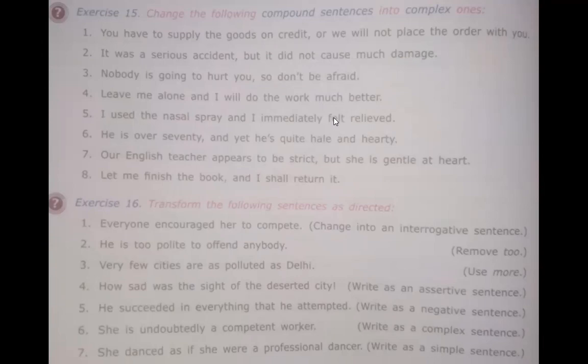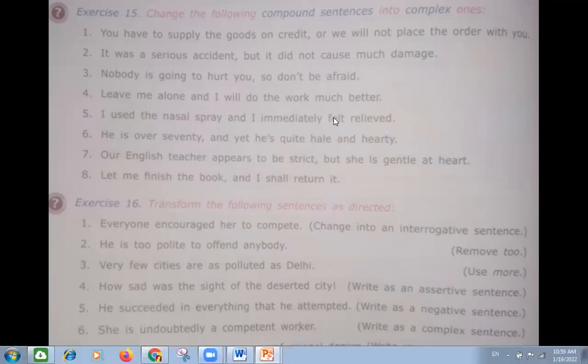Okay, Ishmeet. If you do not supply the goods on credit, we will not place the order with you. Absolutely correct. After "credit", you will put a comma there. Yes, sir. Repeat once again. Absolutely correct, Ishmeet. You're doing good. Bravo. All right. Repeat it again. If you do not supply the goods on credit, we will not place the order with you. Very good. Absolutely correct. You must have noted down, everyone.